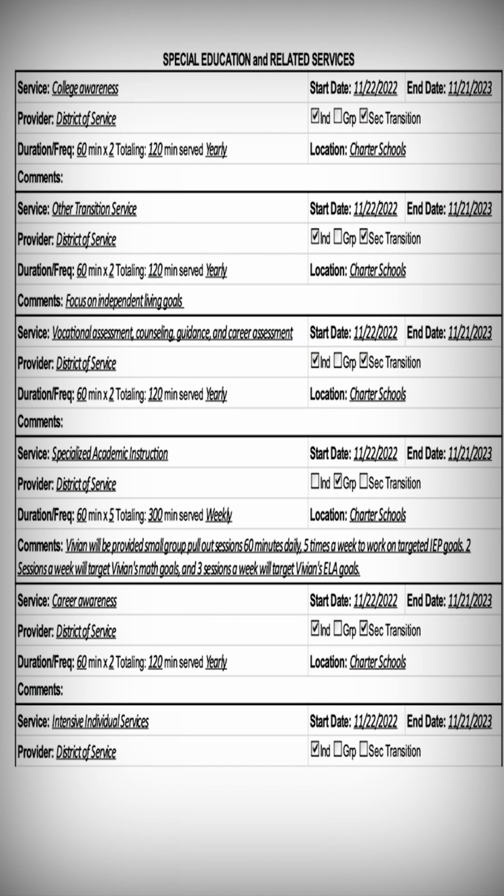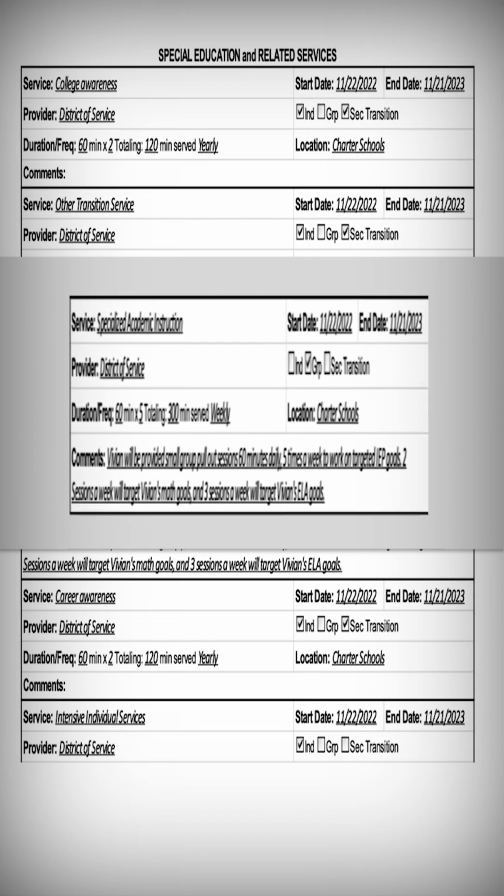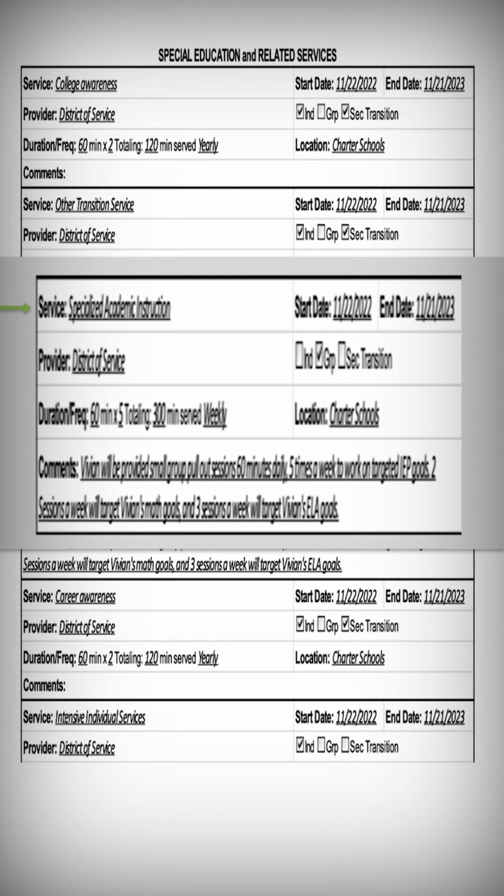Now, let's look at the service page. This page answers 5 important questions. 1. What is the service? In this example, the service is specialized academic instruction. 2. Who is providing it? The district of service is listed, which typically means the special education teacher is going to be providing this service. 3. How often does it happen? 60 minutes, 5 days per week. That means Vivian receives specialized academic instruction every day.